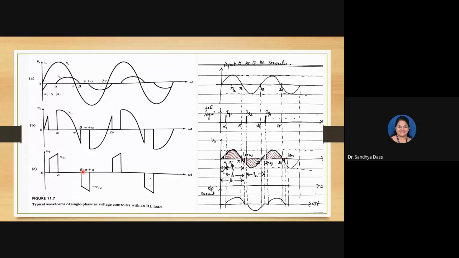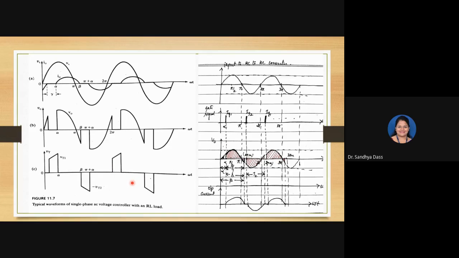In the negative cycle, this is the output because of T2. When it is not turned on, the supply voltage that is applied is visible. When it is turned on, this is the duration when the thyristor is conducting, so the voltage across the thyristor will be minimum for this duration. So the cycle repeats.